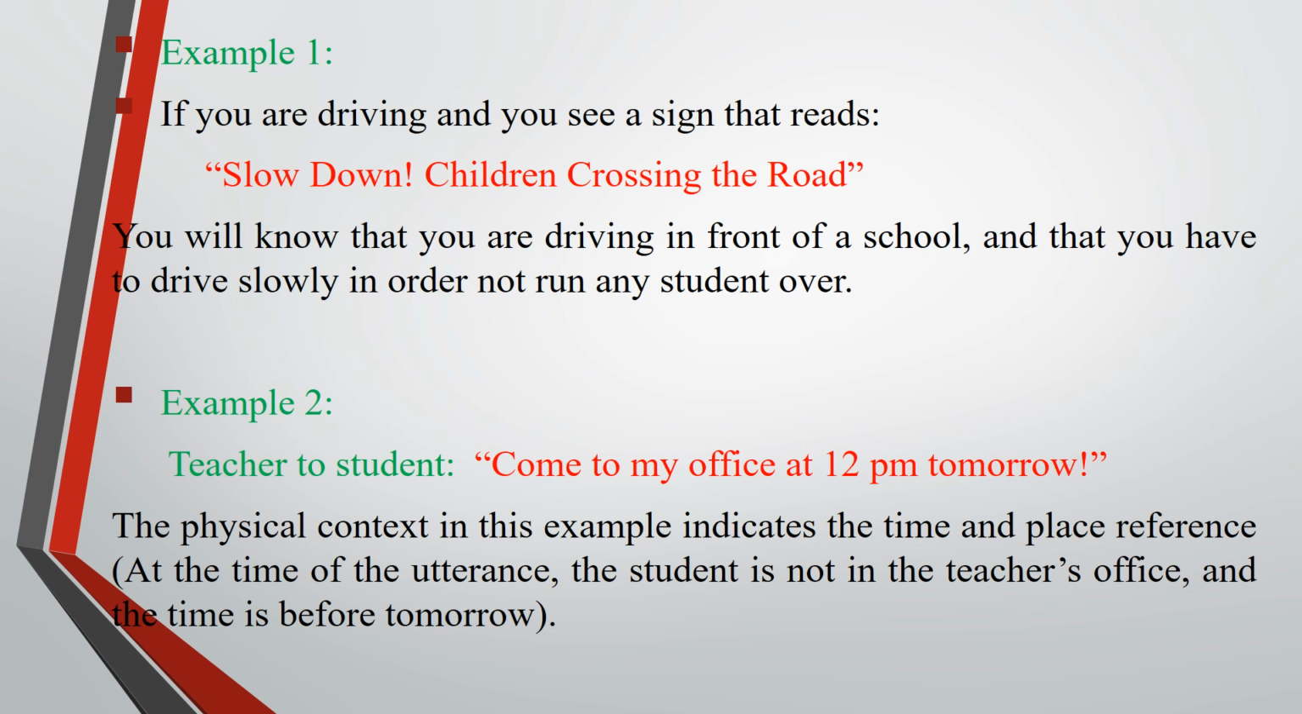Example 2, when a teacher says to a student, "Come to my office at 12 p.m. tomorrow," the physical context will indicate the time and the place reference of this utterance. It indicates that at the time of the utterance, the student is not in the teacher's office and the time is before tomorrow.